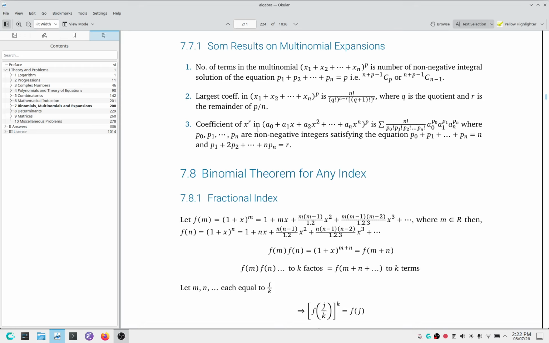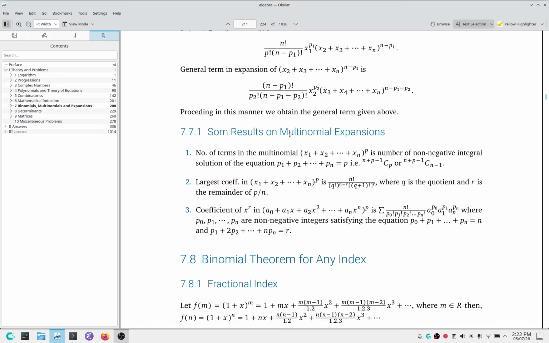The coefficient of x raised to the power r in (a0 + a1x + a2x^2 + ... + an x^n) raised to the power p is the sum of p factorial over p0 factorial times p1 factorial times p2 factorial up to pn factorial, a0 raised to the power p0, a1 raised to the power p1, and so on up to an raised to the power pn. Here the sum runs over non-negative integers p0, p1 up to pn satisfying the equation p0 plus p1 up to pn is equal to p, and p1 plus 2 p2 plus 3 p3 up to n pn is equal to r.